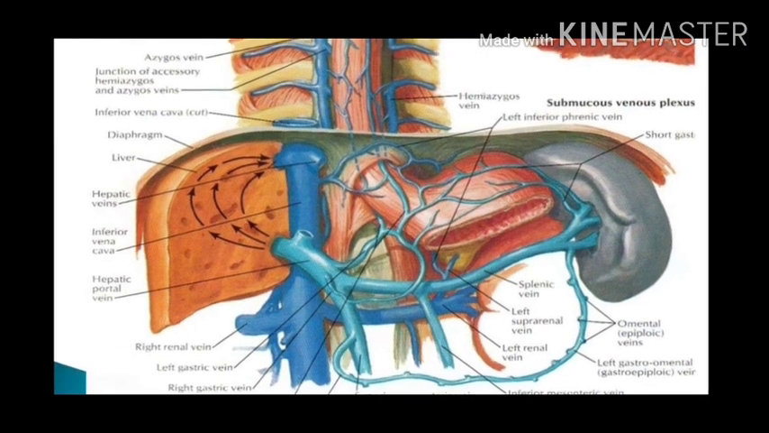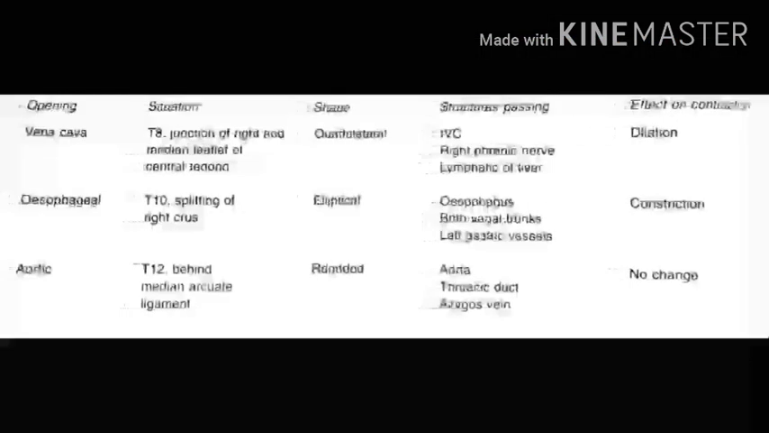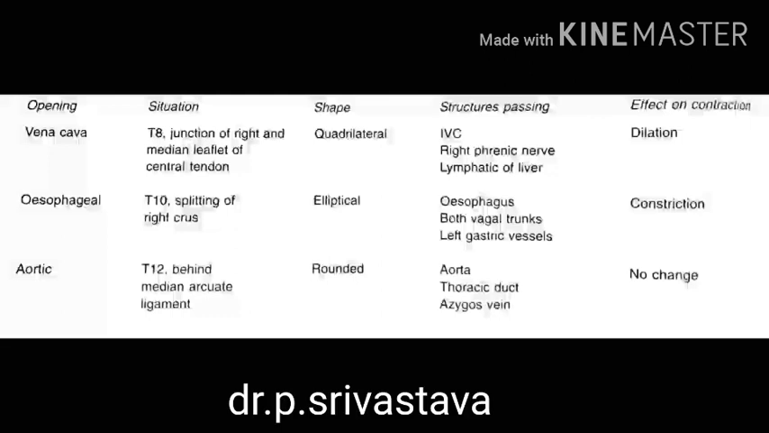Okay, which structures pass through the diaphragm? First of all, we know it has two kinds of openings, large openings and small openings. We will discuss the large openings first. There are three: vena cava, esophageal, and aortic. The vena cava opening is situated at T8, at the junction of the right and middle leaflets of the central tendon. Its shape is quadrilateral, and the structures passing through are the inferior vena cava, right phrenic nerve, and lymphatics of the liver.